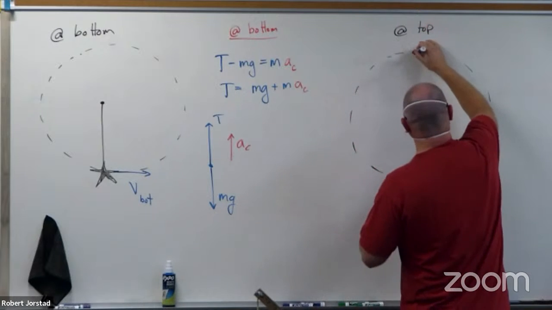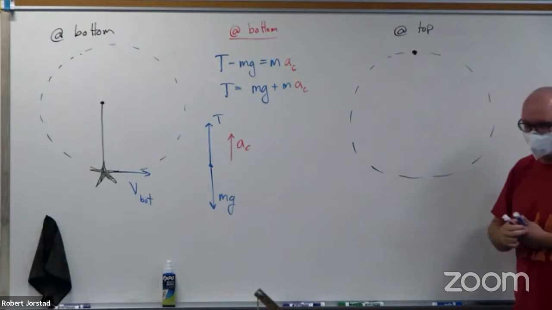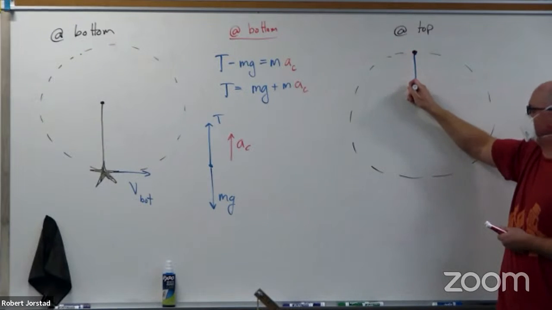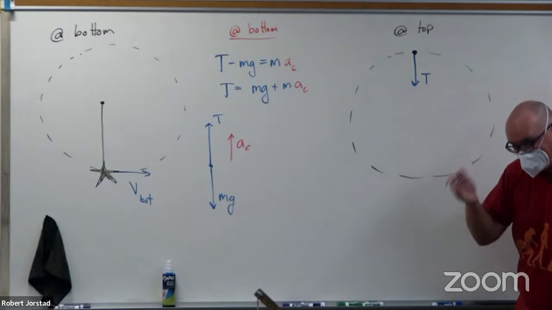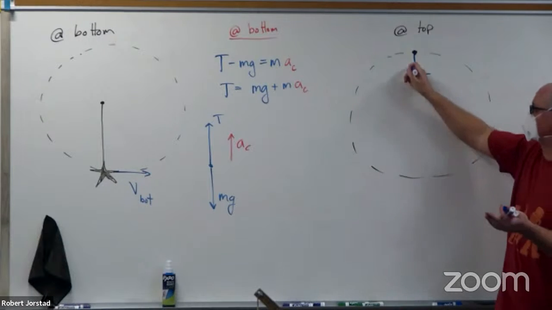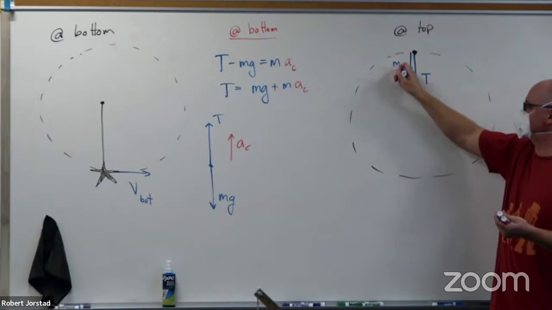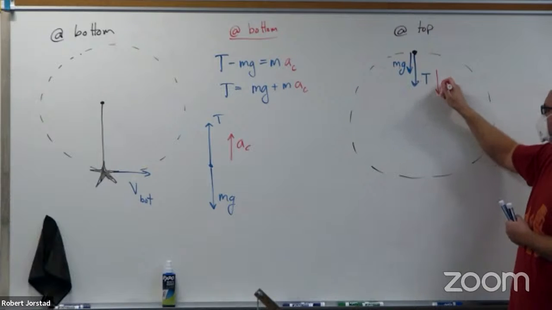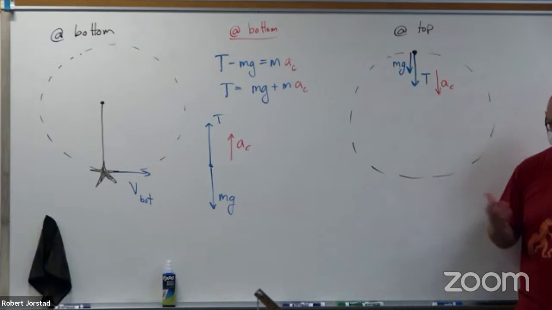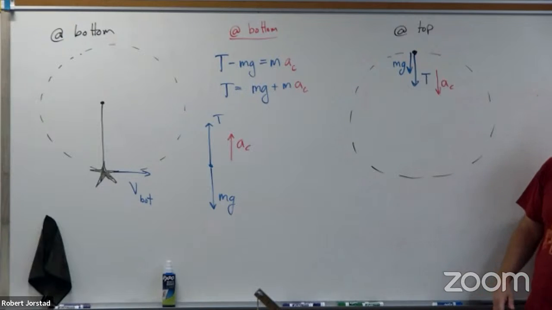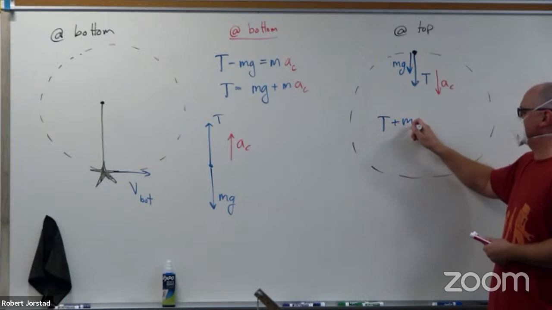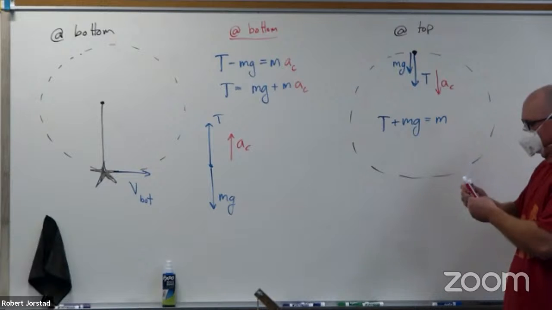If we're at the top, what direction is the tension? Down. The string does not push, the string pulls. What direction is the weight? Downwards. What direction is the acceleration? What force is pushing it upwards? There isn't one. That's fine. Strings don't push. So in this case, we get T plus mg equals m a_c.